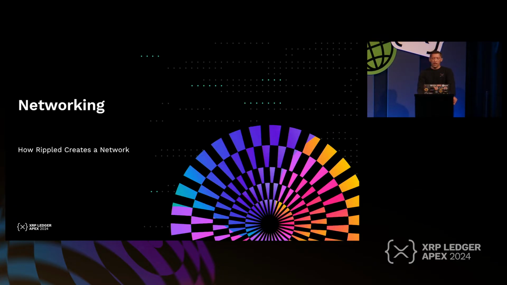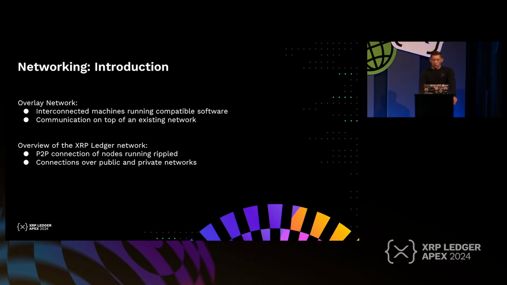Okay, so rippled implements an overlay network, which is an interconnected set of machines that are running some type of compatible software. An overlay network is just a network built on top of a network. Rippled enables the XRP Ledger to behave in a peer-to-peer form, and nodes are able to connect when they initialize rippled. These connections can be made over public connections and private connections.